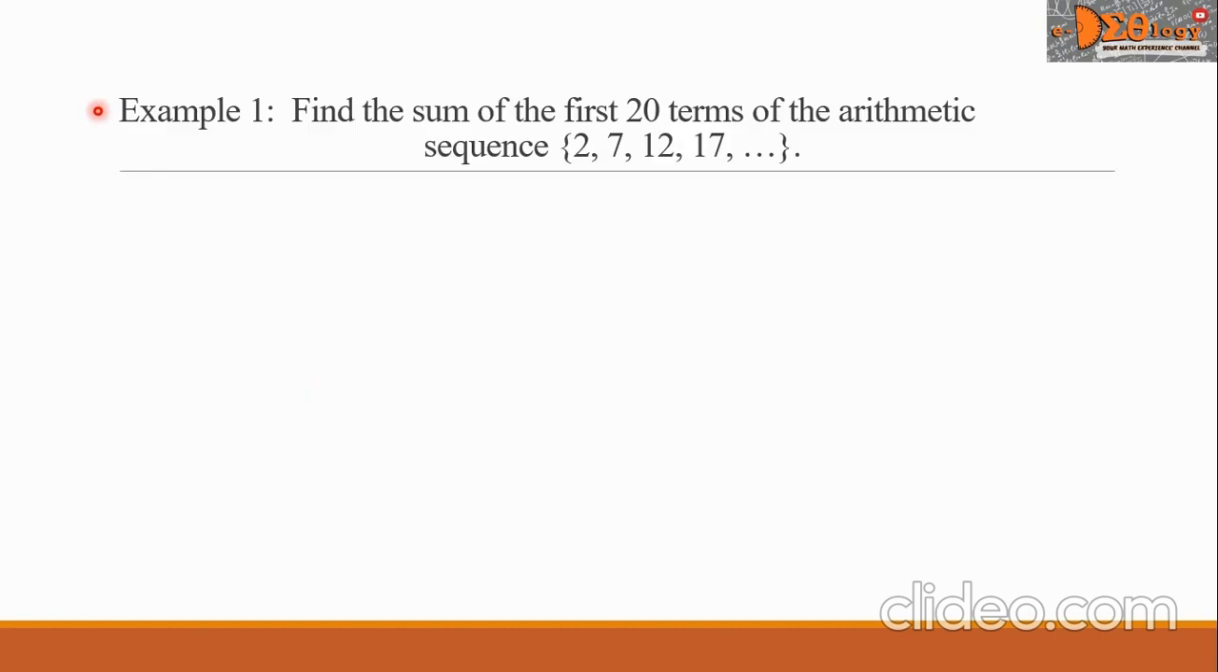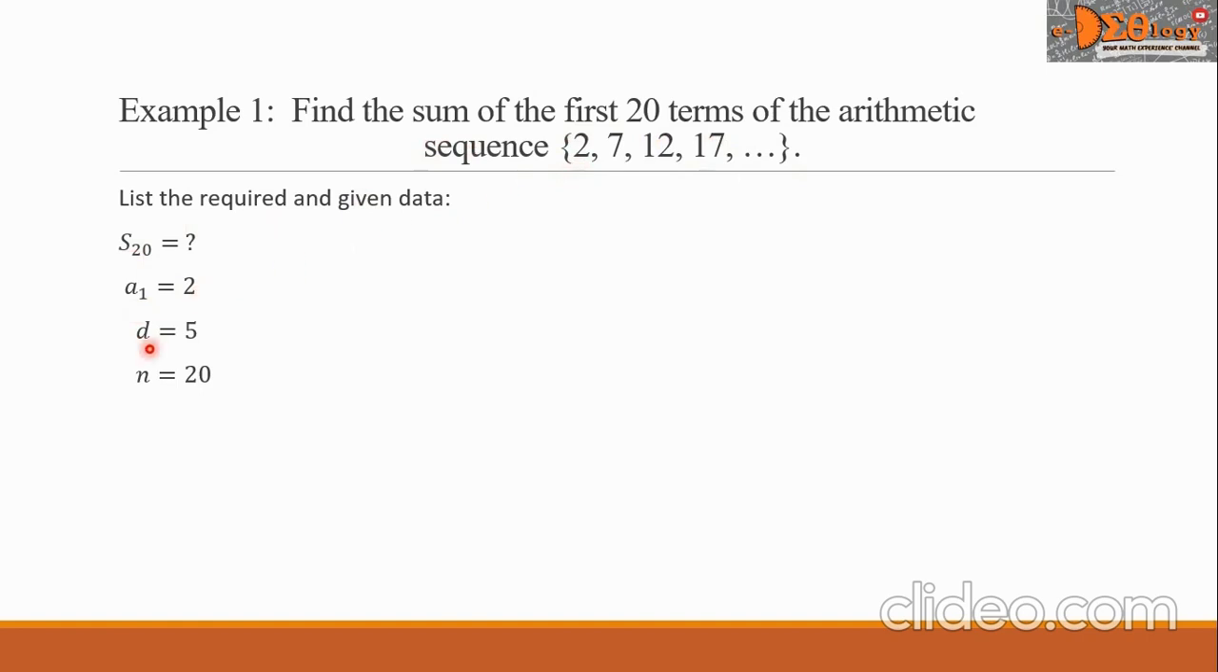Let us have example 1. Find the sum of the first 20 terms of the arithmetic sequence 2, 7, 12, 17, and so on and so forth. Let us list the required and given data. S sub 20 is the symbol for the sum of the first 20 terms. A sub 1, the first term, is equal to 2.